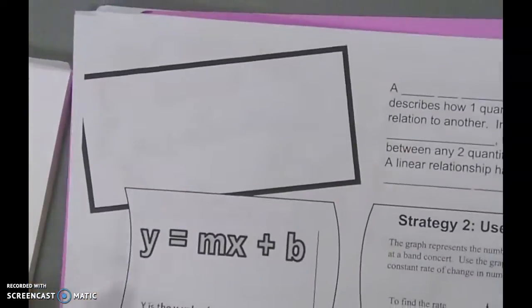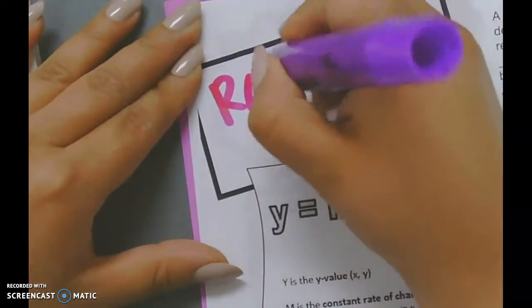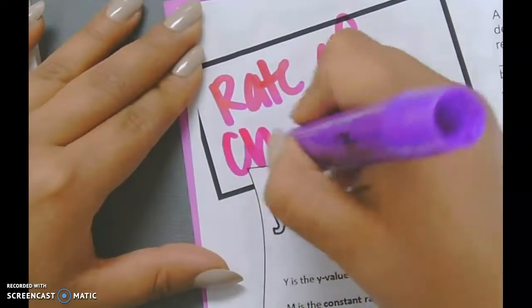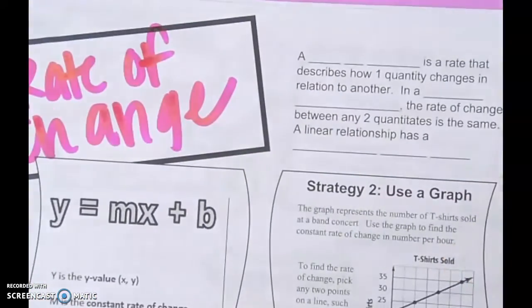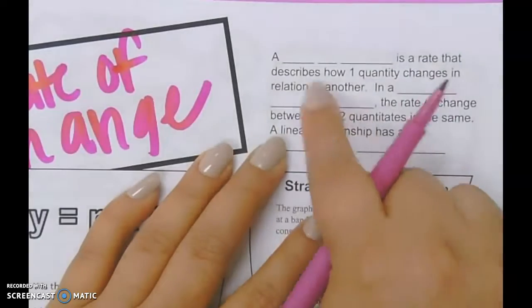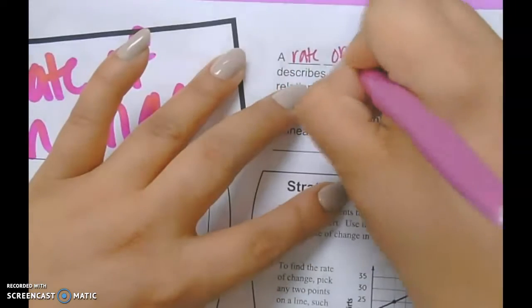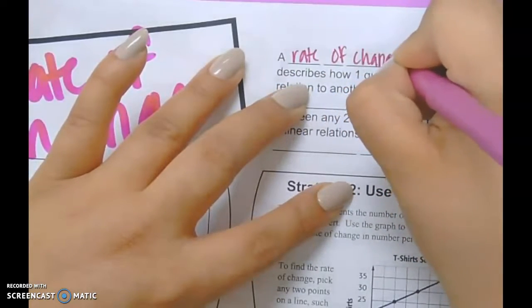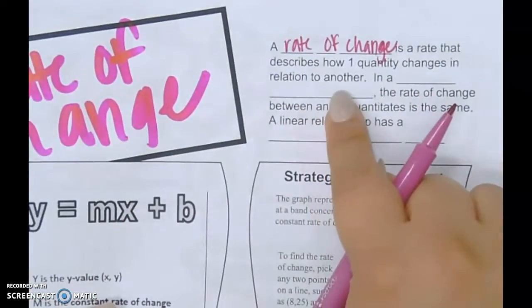Alright guys, so these are your notes for constant rate of change. In this blank box right here, I want you to write rate of change. We go over to the side. It reads, a blank is a rate that describes how one quantity changes in relation to another. In these blanks, we're going to write a rate of change is a rate that describes how one quantity changes in relation to another.